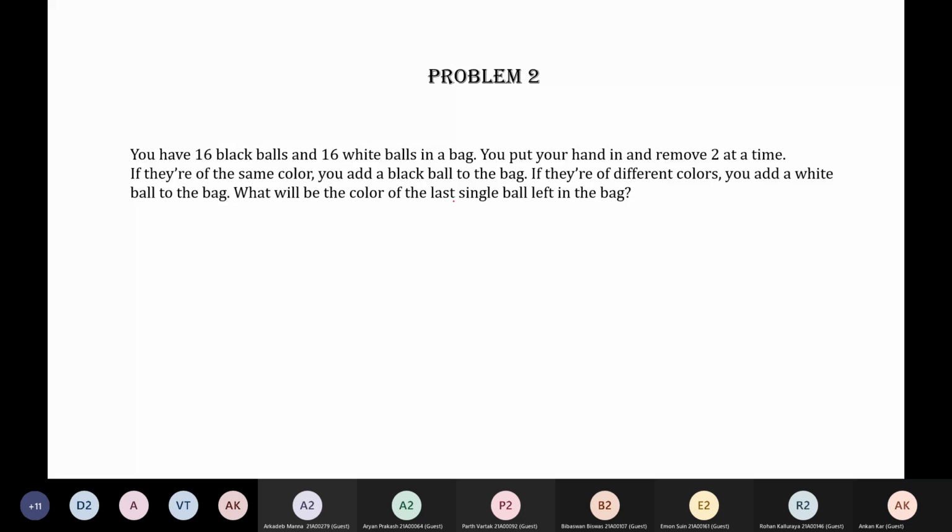First, tell me, will there be a single ball left? Yes, sir, because at each step we are decreasing the number of balls. Yeah, at each step the number of balls decreases by one. So you will reach a stage when it will be one. Now tell me what will be the color of the last single ball and how? So, is the answer black?